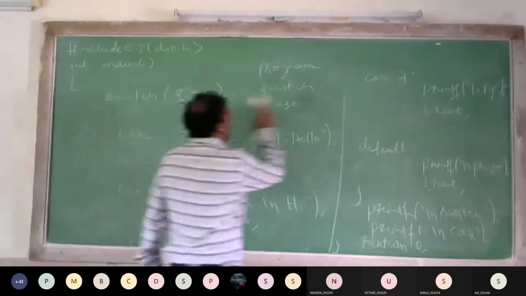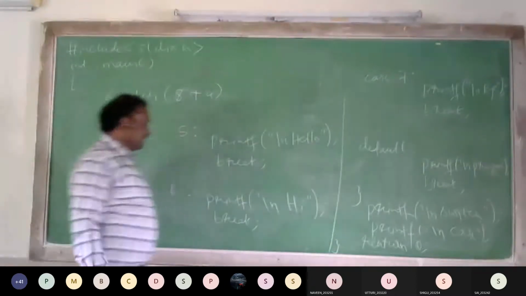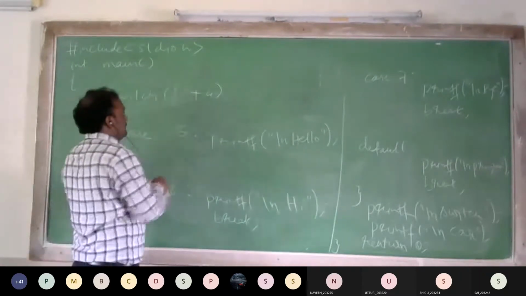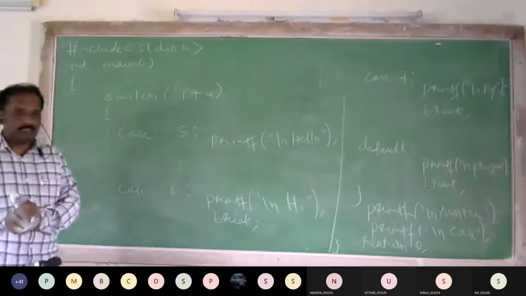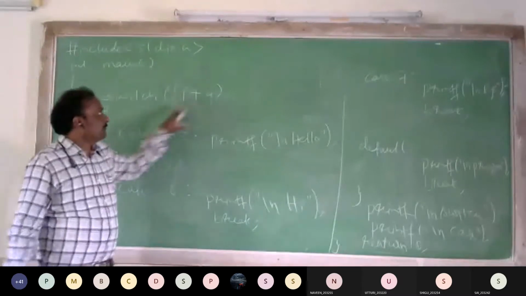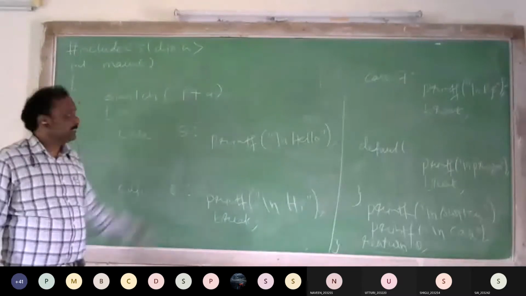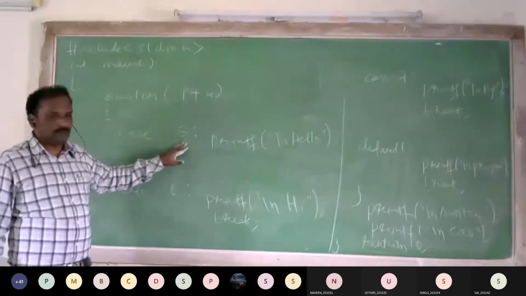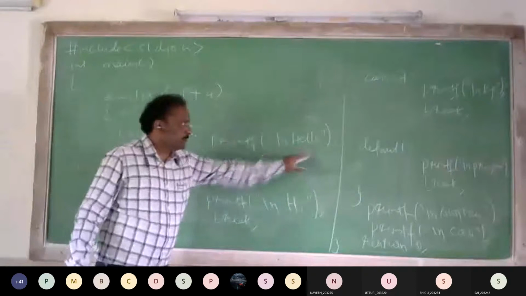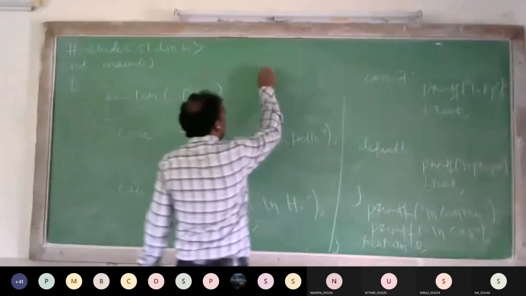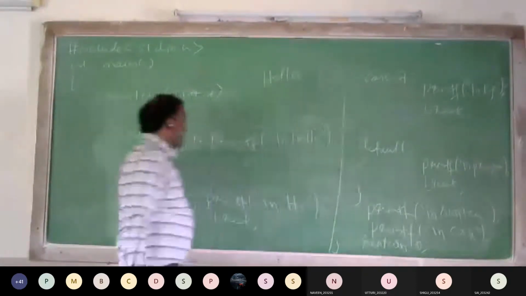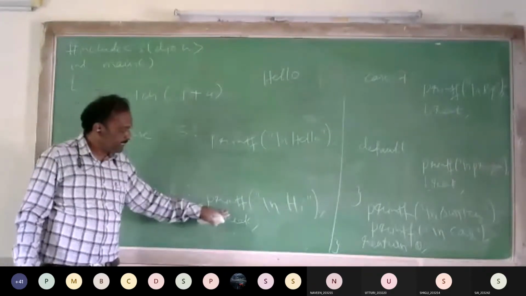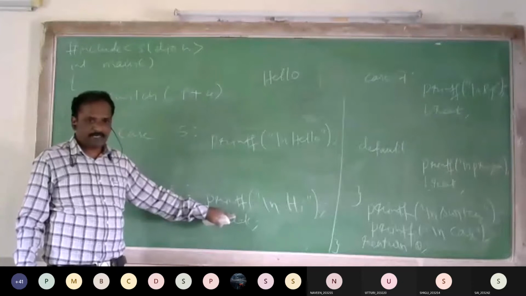Now, what if I don't write break here? What happens? Now we shall see. Now 1 plus 4. 1 plus 4 is 5. It is checked for the case constant 1. 5 is equal to 5. So what will it print? It will print hello. But here I have not written break. Since I have not written break, it will continually execute the next statement.